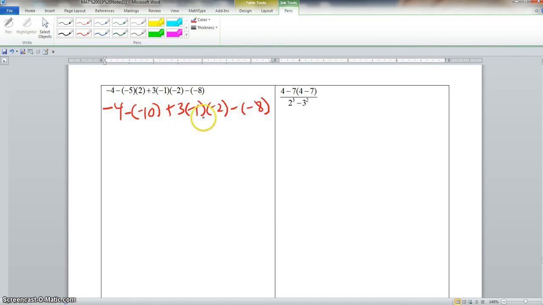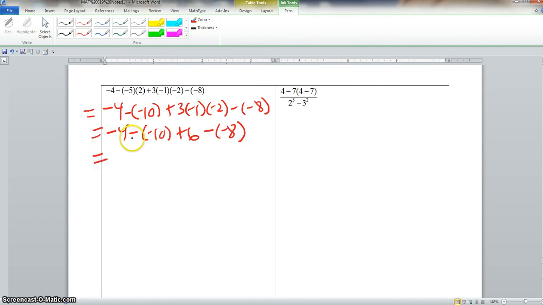Now we go to our next multiplication problem, which is here. We have a +3 times a -1 times a -2. Now we have two negative signs, so we know this is going to be positive. So we had -4 minus a -10, and then 3 times 1 is 3 times 2 is 6. So it'd be +6 minus a -8.